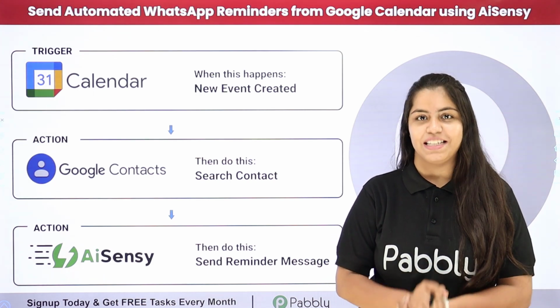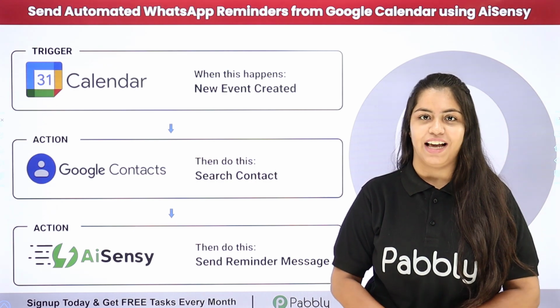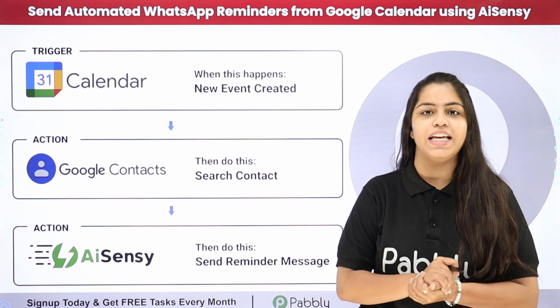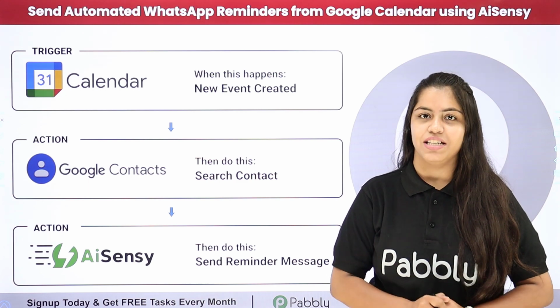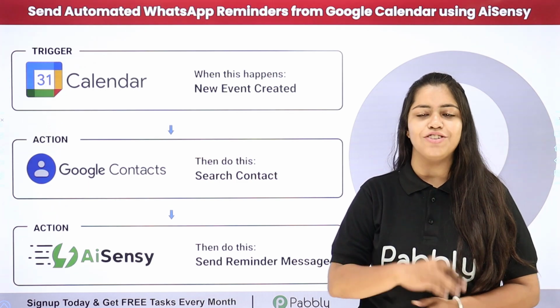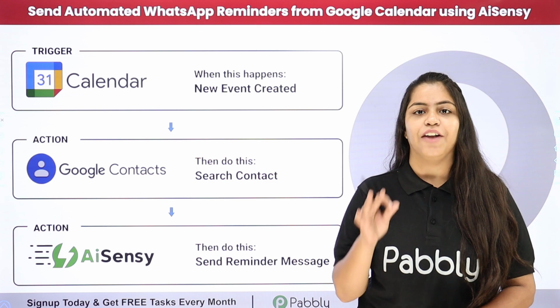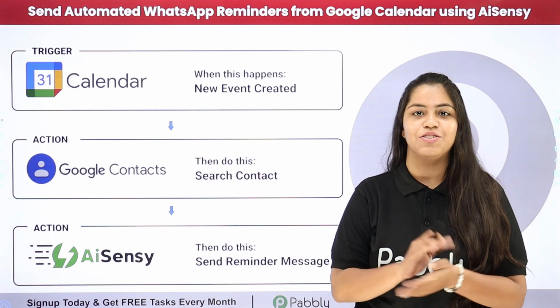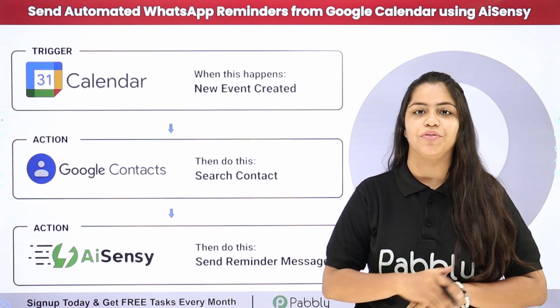I manage a real estate business, and to attract more potential clients, we offer them a free consultation. Now what I want is that as soon as we schedule a free consultation with any potential client, an automated WhatsApp reminder should be sent to that potential client one day before the event.